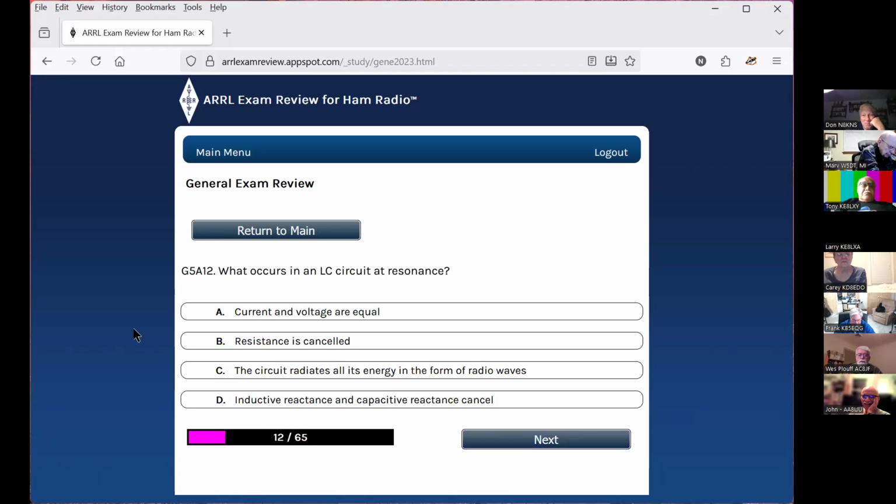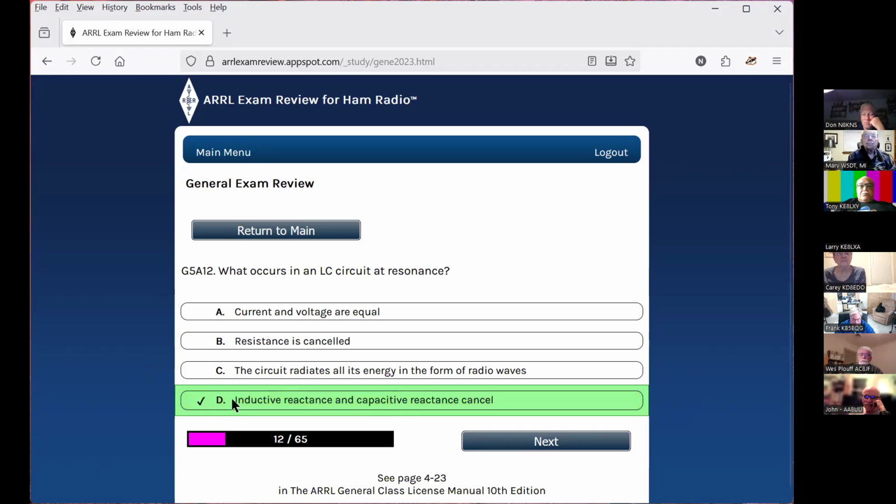What occurs in an LC circuit at resonance? A, the current and voltage are equal. B, resistance is canceled. C, the circuit radiates all its energy in the form of radio waves. Or D, inductive reactance and capacitive reactance cancel. Delta. Yep, D. That's right. A resonant circuit, if an inductor and capacitor are in series, acts like a short circuit, and if they're in parallel, it acts like an open circuit at the resonant frequency, but not at other frequencies.